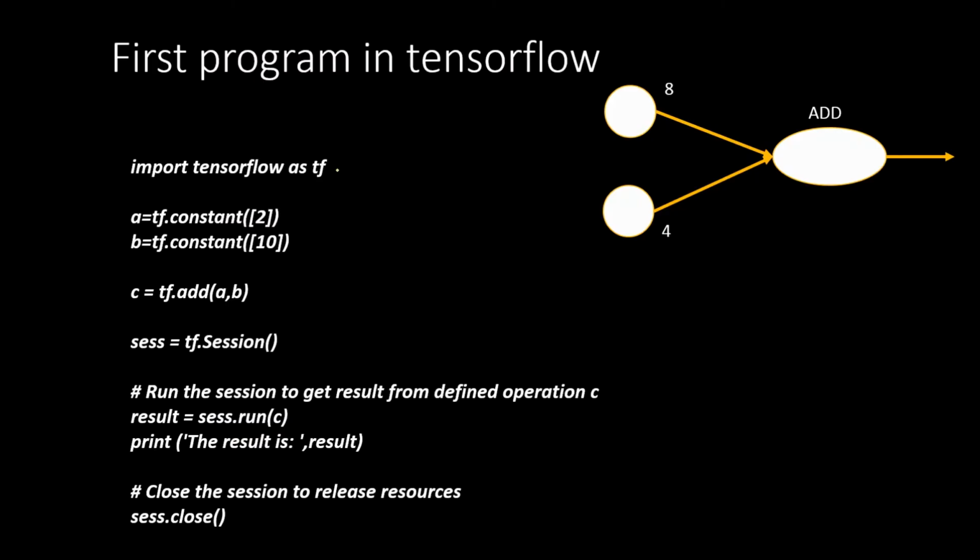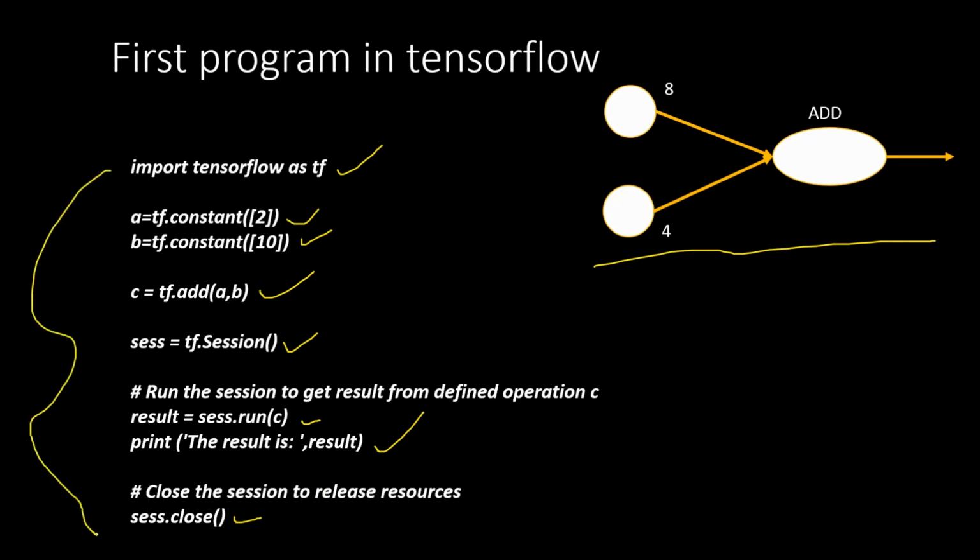Okay, the first program in TensorFlow. We'll import TensorFlow, define two constant variables, and then define one operation, then initiate one session, and then run the defined graph. This is our defined graph, and we'll run it in this session, see the result, and then close the session to release the resources. This is what any basic TensorFlow program will be: defining the graph, running it in a session, and then closing the session. Let's see by running it in a Jupyter notebook.